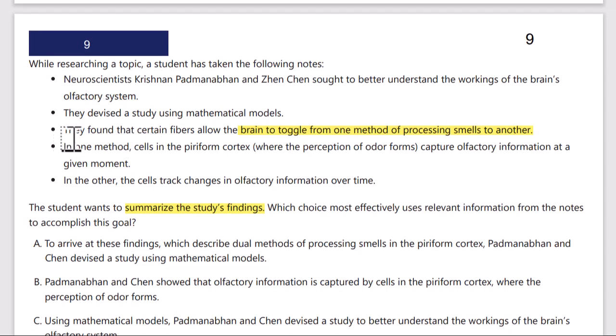In one method, cells of the cortex where the odor forms capture olfactory information at a given moment. In the other method, the cells track changes in olfactory information over time. So what's the summary of the findings? Well, the brain toggles from one method to another. And in one method, they capture the olfactory information at a given moment. In the other method, they track that information over time.